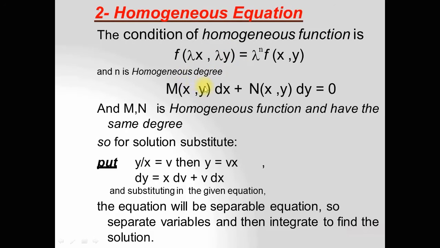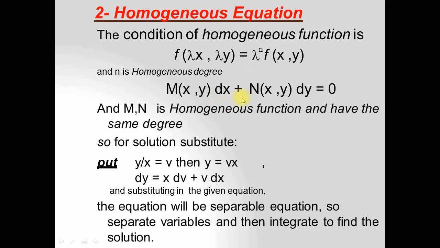So since we have a first order differential equation like m, a function of x y, dx plus n, a function of x and y, dy is equal to 0, if the functions m and n are homogeneous, then this differential equation will be a homogeneous differential equation.